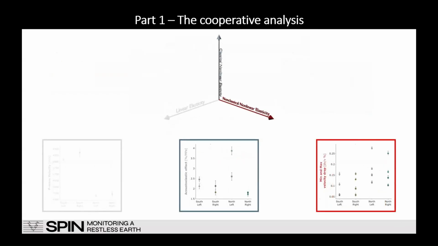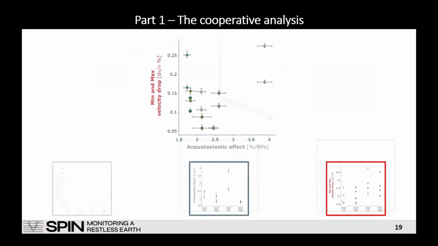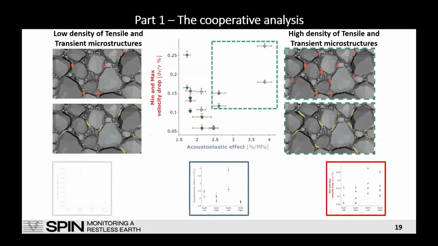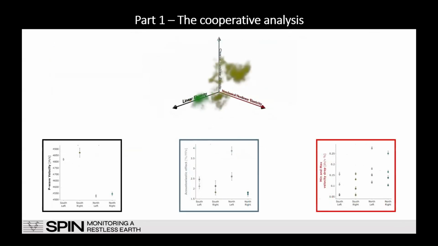And finally, we can analyze this plane bounded by acoustoelastic effect and velocity drops. This is a bit more confusing, but still we can identify a group here that corresponds to low density of tensile and transient microstructures together. And this one here corresponds to high density of tensile and transient microstructures.